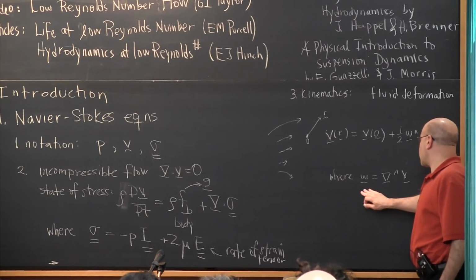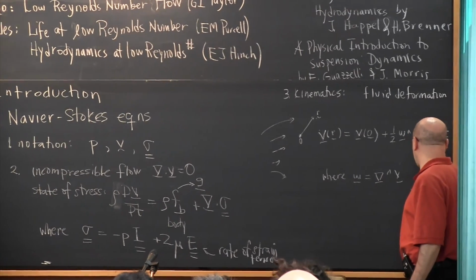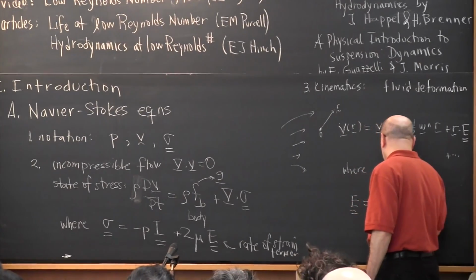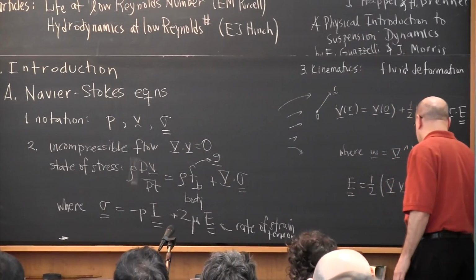Okay. So the vorticity is the curl of the velocity, and the rate of strain tensor is half the gradient of V plus the transpose.